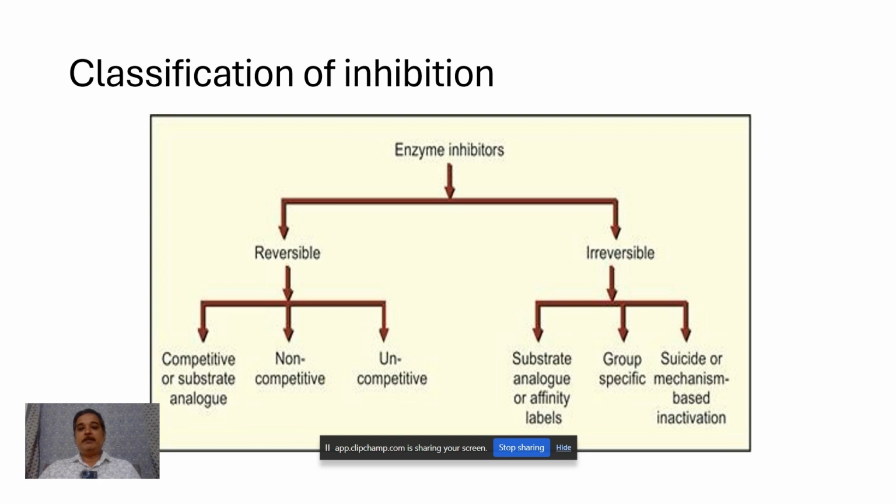So, coming to the classification of enzyme inhibition, they are broadly classified into reversible and irreversible types of inhibition. Reversible inhibition is classified into competitive, non-competitive, and uncompetitive types. Whereas irreversible inhibition is classified into substrate analogs, group-specific agents, as well as suicide inhibitors. So we shall see all of them one after the other.